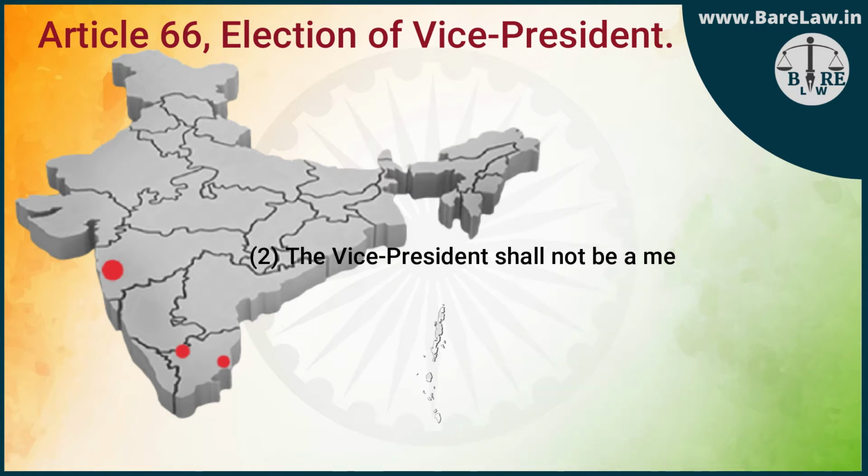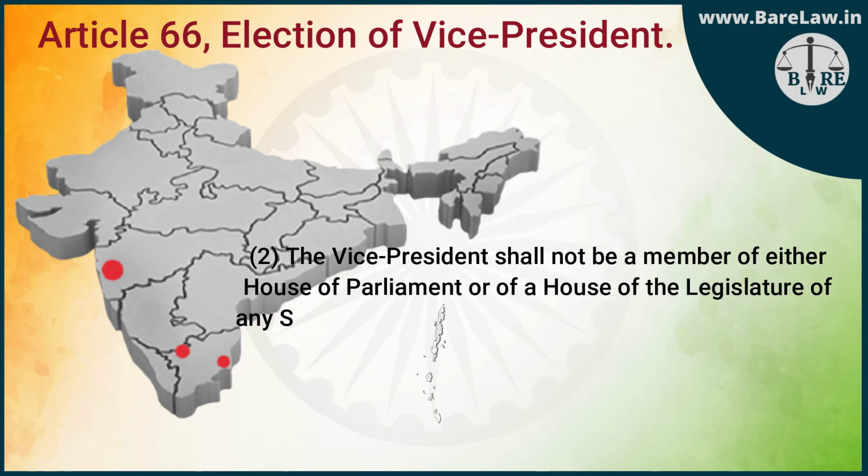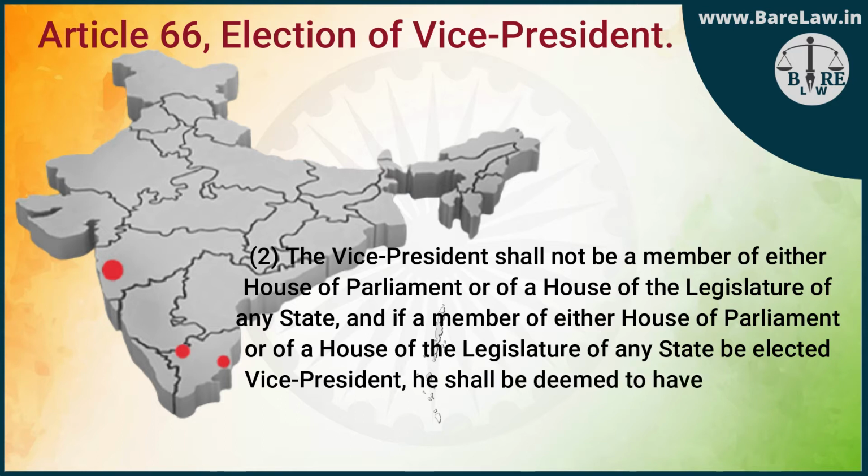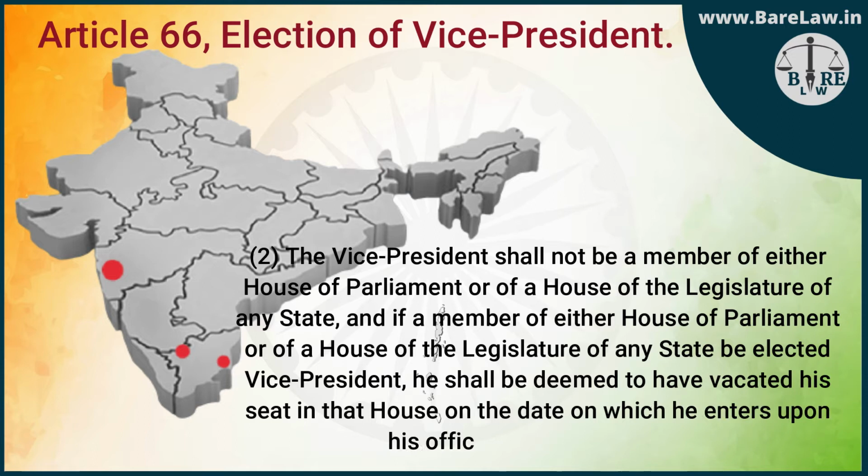Subclause 2. The Vice President shall not be a member of either House of Parliament or of a House of the Legislature of any state, and if a member of either House of Parliament or of a House of the Legislature of any state be elected Vice President, he shall be deemed to have vacated his seat in that House on the date on which he enters upon his office as Vice President.